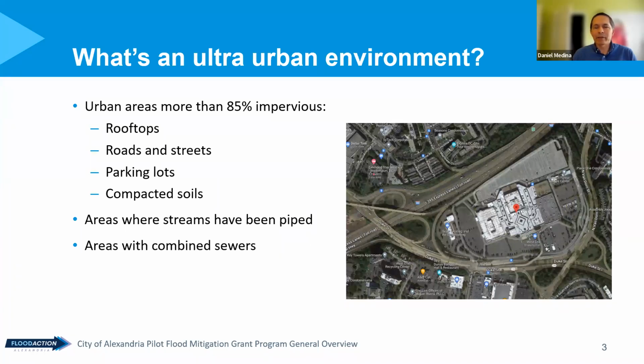So that's a problem as well, because when it floods sometimes in these combined sewers, the water that makes it into people's homes or cars or streets is mixed with sewage, as you can imagine. This doesn't happen everywhere, but in older cities like Alexandria, Washington, DC, or Boston, it happens quite a bit. So anyway, that's the definition of what an ultra-urban environment is.